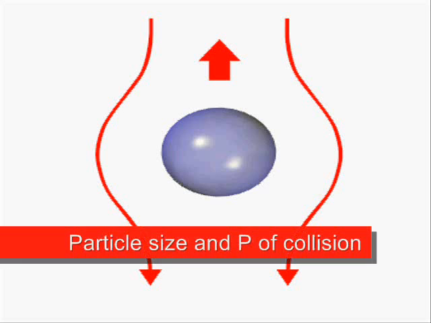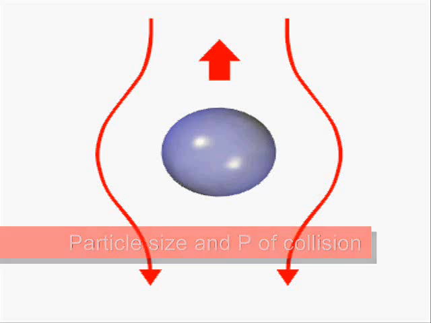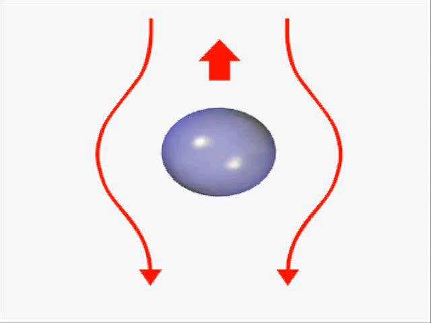Larger particles are less influenced by pulp flow streamlines and are more likely to collide with a bubble. Here, 2 particles of the same mineral are in the path of a rising bubble. The larger particle is not deflected as much as the small one. The result is that the large particle collides and the small one does not.